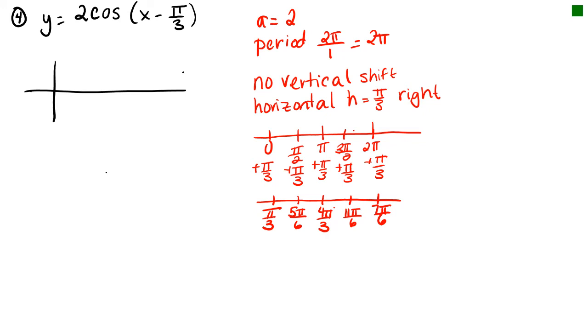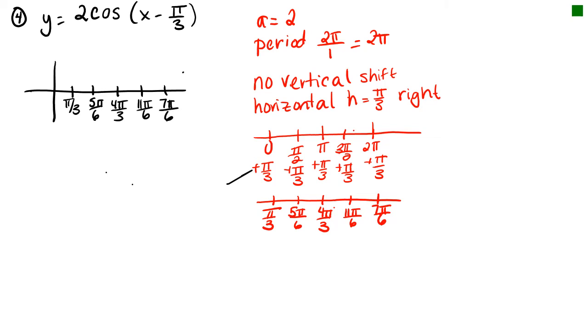Pew, pew, 1, 2, 3, 4, 5. And we'll just copy that over. Pi thirds, 5 pi 6, 4 pi thirds, 11 pi 6, 7 pi 6.